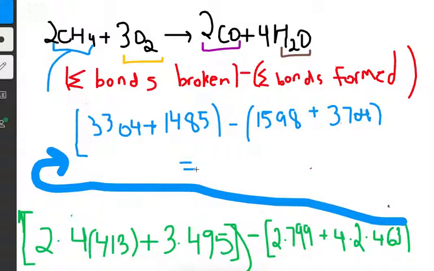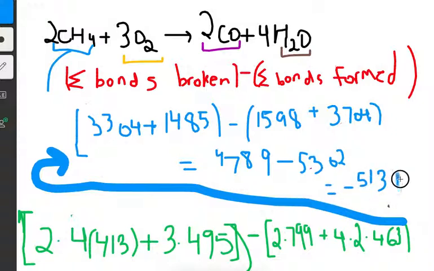So that should equal, let's see, 3,304 plus 1,485 is 4,789 minus 1,598 plus 3,704, which is 5,302. 4,789 minus 5,302, and the answer to that is negative 513 kilojoules. And that is your final answer.